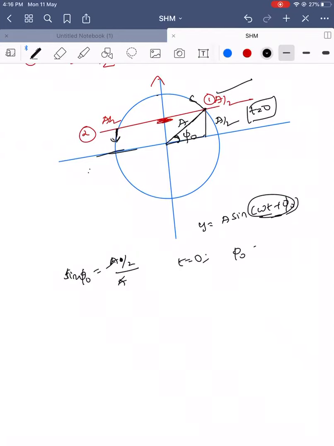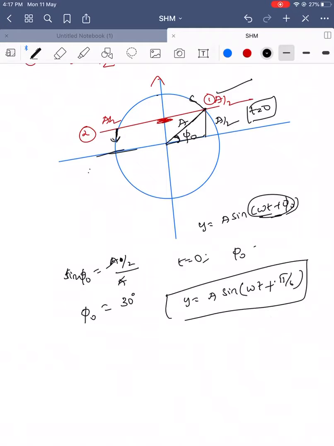In which quadrant is it? First quadrant. What will be the value of phi? Depending on the quadrant, since it is in the first quadrant, phi naught will be, what is the value of 1 by 2? It will be 30 degrees. So we can write y is equal to a sin omega t plus 30 degrees, or pi by 6. So this is the expression representation of this case.